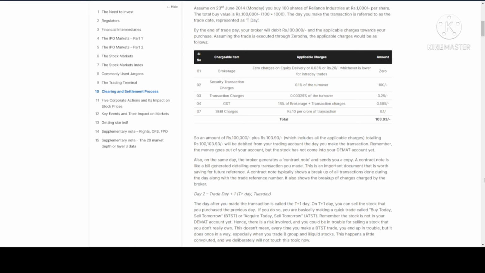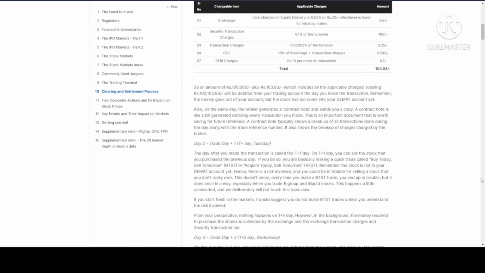So an amount of ₹1 lakh plus this, which includes this totaling, will be debited from your trading account the day you make the transaction. Remember, the money goes out of your account but the stock has not come into your demat account yet. Also on the same day the broker generates a contract note and sends you a copy. A contract note is like a bill generated detailing every transaction you made. Okay, this is an important document that is worth saving for future reference. A contract note typically shows a breakup of all transactions done during the day along with the trade reference number. It also shows the breakup of charges charged by the broker.